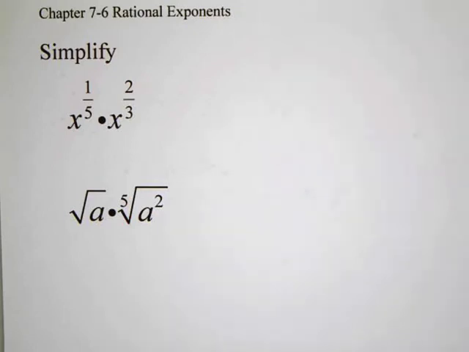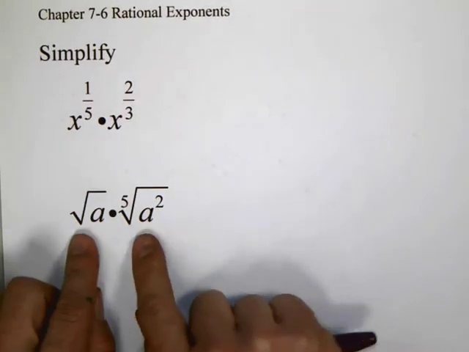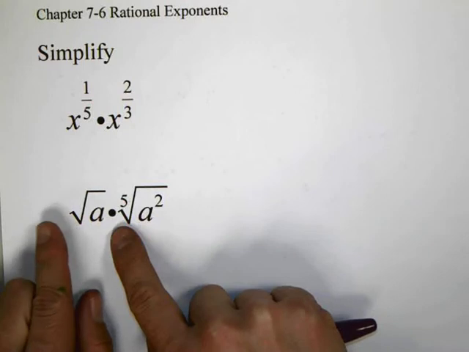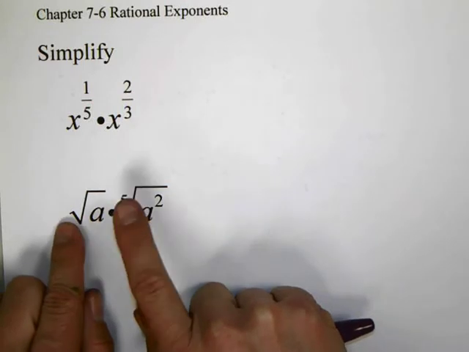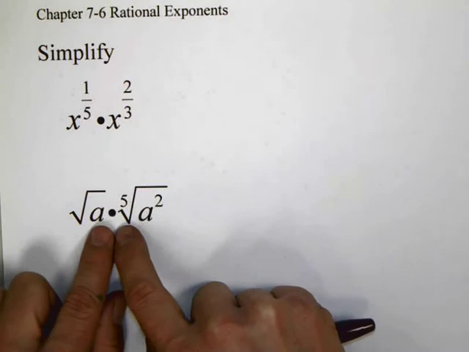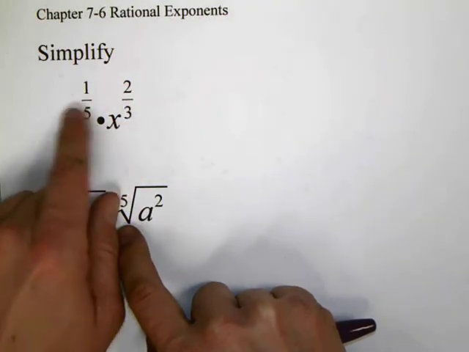Alright, so now for the cool stuff. Hey, this is the whole reason that we have rational exponents. It's because we're going to be asked to do math with different types of radicals. So if I have a radical with an index of 2 and a radical with an index of 5, the only way I can combine these is by using rational exponents.